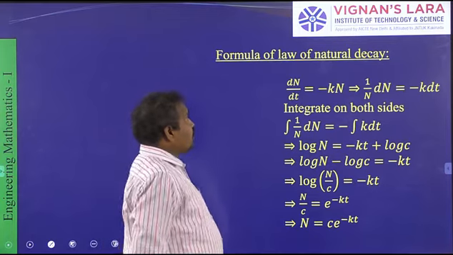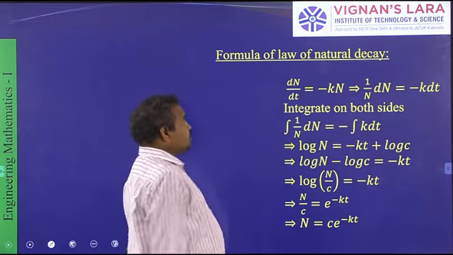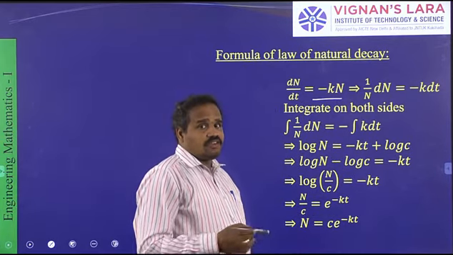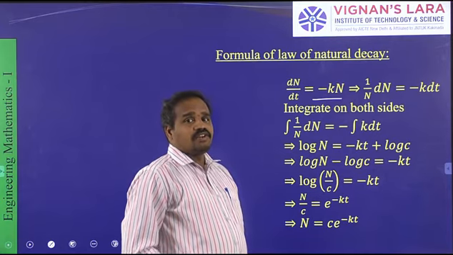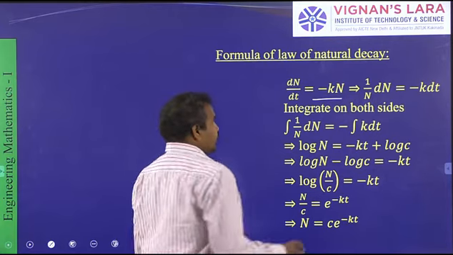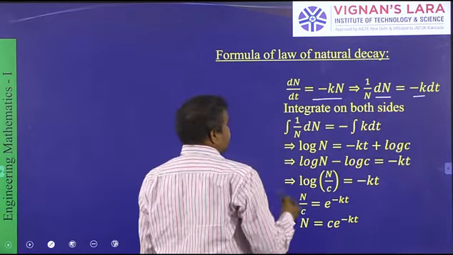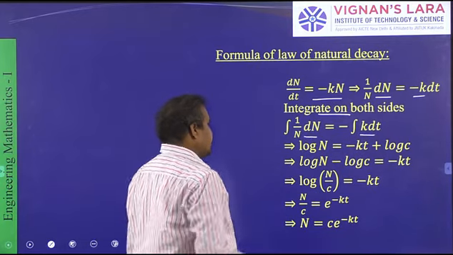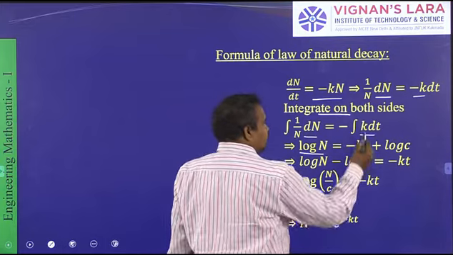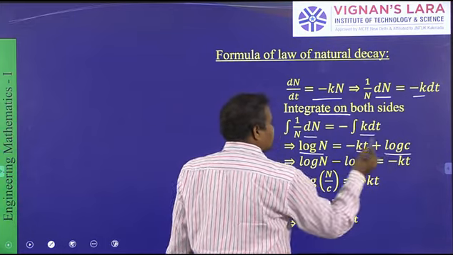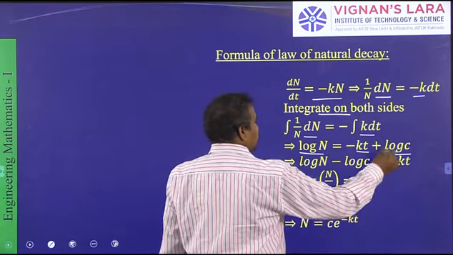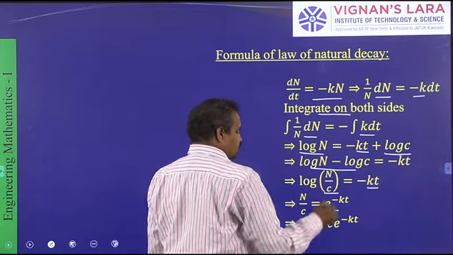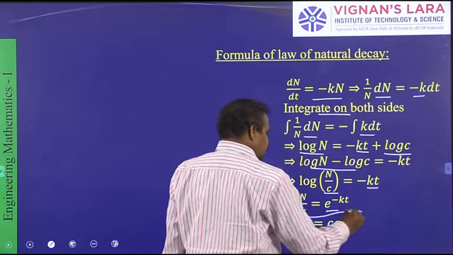Next one is the formula of the law of natural decay. What is the formula for the law of natural decay? dN by dt is equal to minus kN. Whatever we did in the law of natural growth, the same process we are doing here. 1 by N into dN is equal to minus k dt. Integrate on both sides. Integral of 1 by N dN is equal to minus integral of k dt. Integration of 1 by N is log N, minus k into integration of 1 is t, plus a constant also taken as a positive constant. So bring the logarithm constant to the left hand side. Log N by c is equal to minus kt. Logarithm goes to the other side as exponential. N is equal to c into e power minus kt.